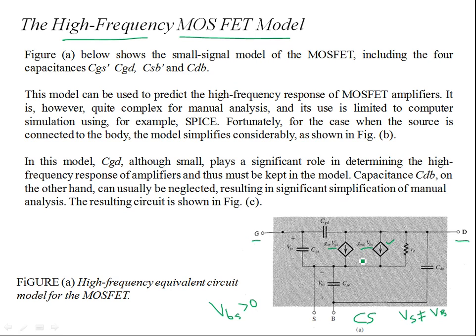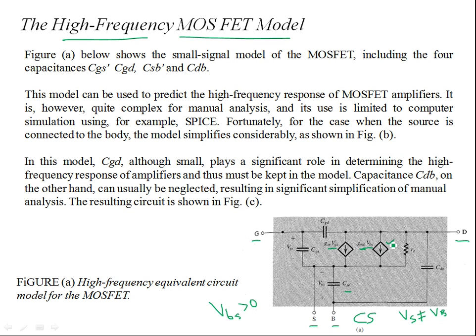We've already talked about this in detail in previous videos. If you go there and have a look, GMB, the back transconductance gain, only occurs when the bulk and the source are at different potentials. Otherwise, we haven't considered this CSB. CSB would be 0 if the bulk and source are tied together, and then this VBS is also 0, so you don't have to consider this. So the circuit simplifies a lot in that case.